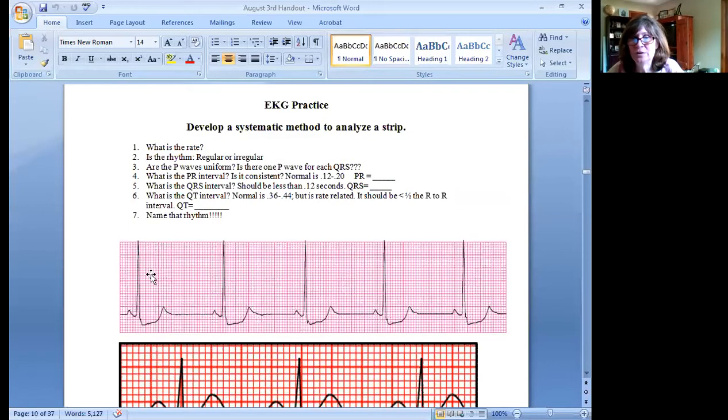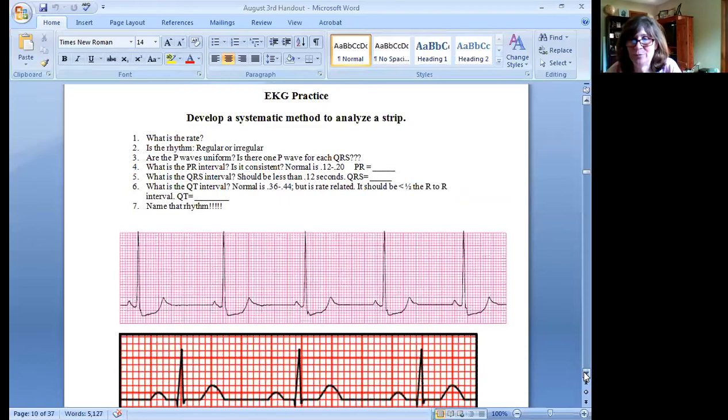Well, this first rhythm, the rate is 50. The rhythm is very regular. That's when you take your piece of paper and you mark the R wave to the R wave, and then you just slide your paper across. Very regular. Nice uniform P waves. QRS is skinny. QT's long. I'm not surprised. It's a real slow rhythm. Sinus Brady. And we haven't even gotten to the sinus rhythms yet, but we're getting there.